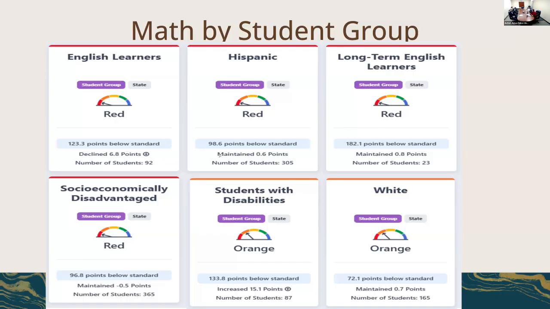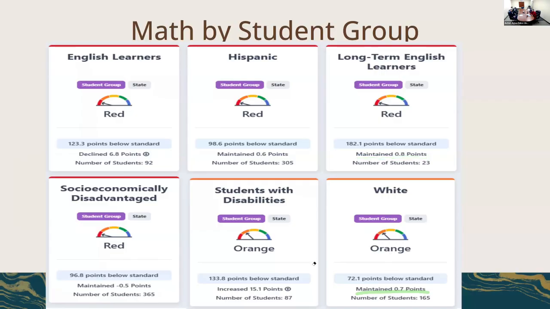Our long-term English groups also maintained their scores in math. Our socioeconomic disadvantaged kids also maintained. We did again see an increase with our students with disability, and our students in the white student group maintained their scores. Questions? All right, we'll go to the next slide.